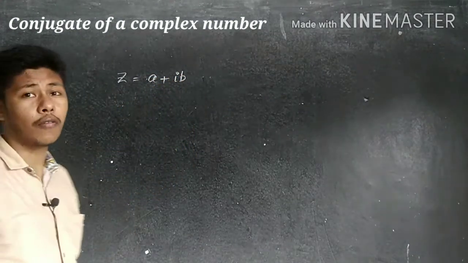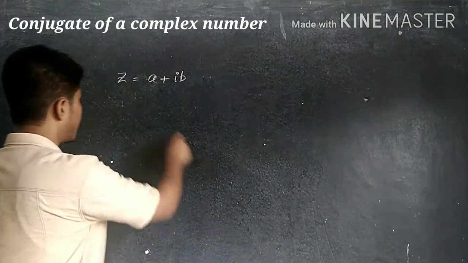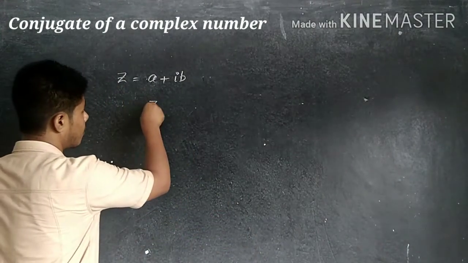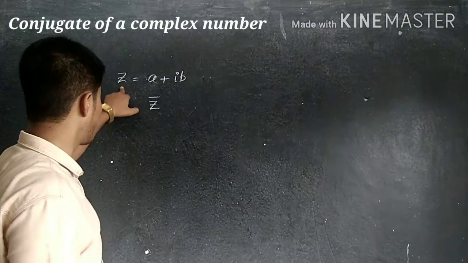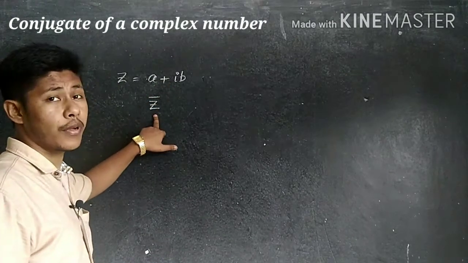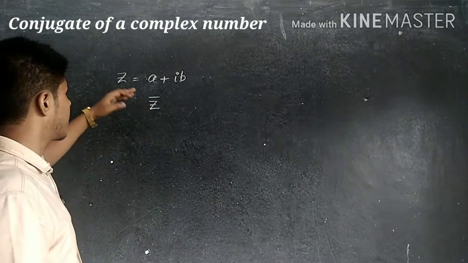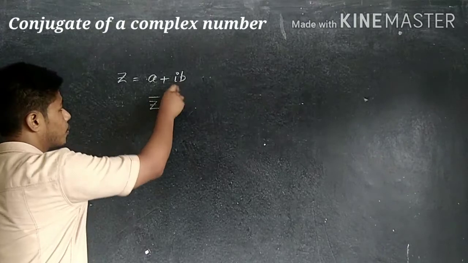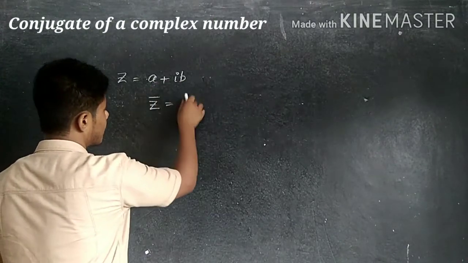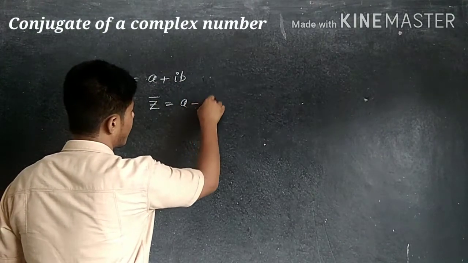Now the conjugate of a complex number is generally denoted by z bar. Remember, the conjugate of a complex number is represented by z bar. So when we represent z bar, the meaning is: if the result is given with a positive plus sign, as a plus ib, then we have to write a minus ib.